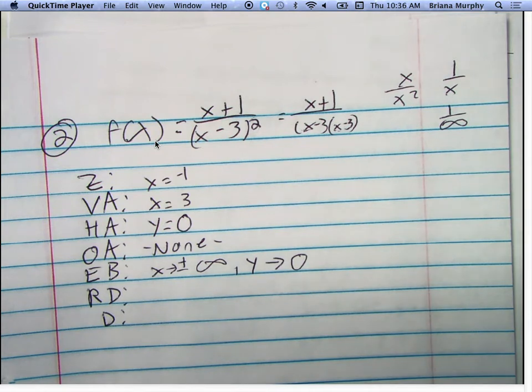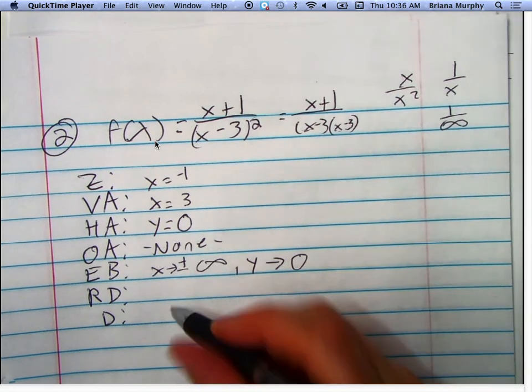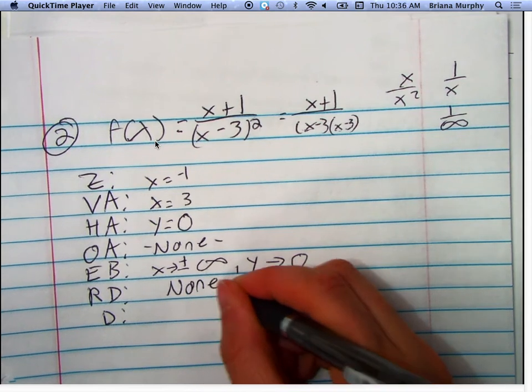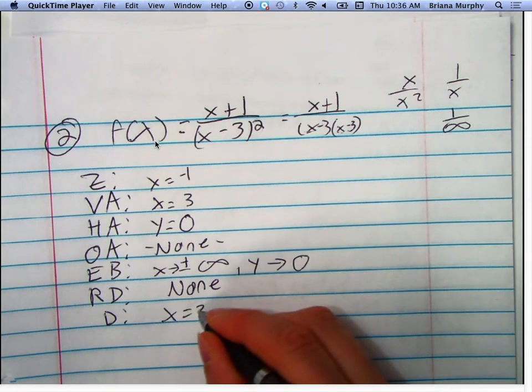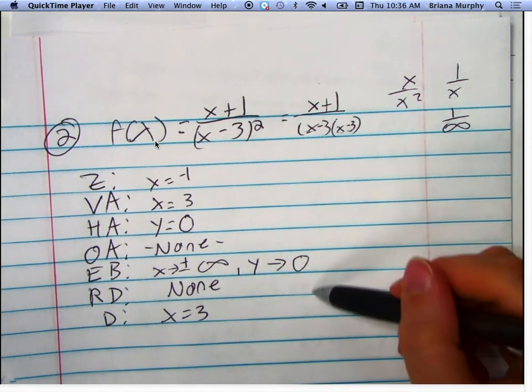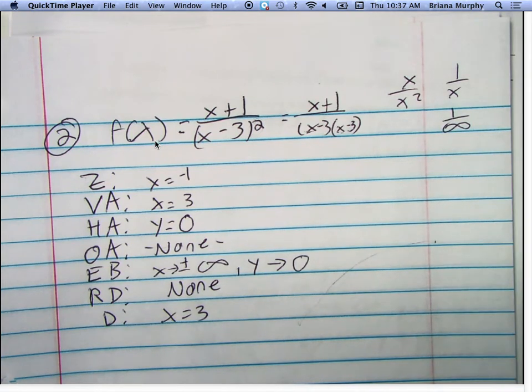Okay? Is there any removable discontinuity? There's nothing we cancel out the top and bottom, right? So there's none. So what is there for discontinuity? Okay, if we think of continuity as we never stop, discontinuity means we can't go past that point. All right, let's try to graph this.